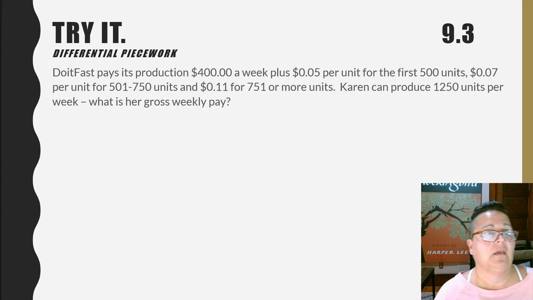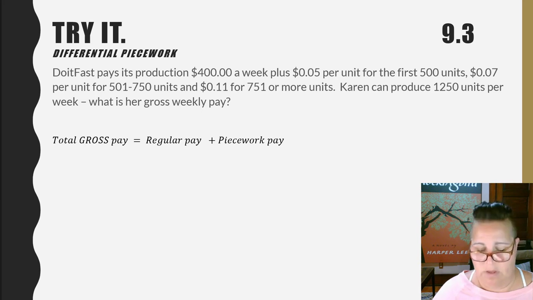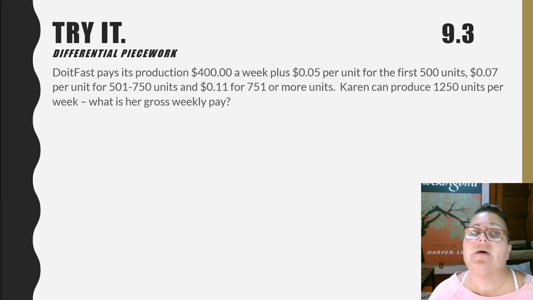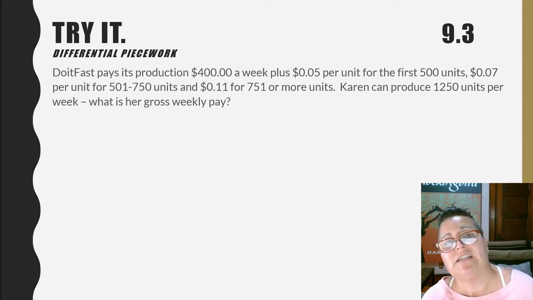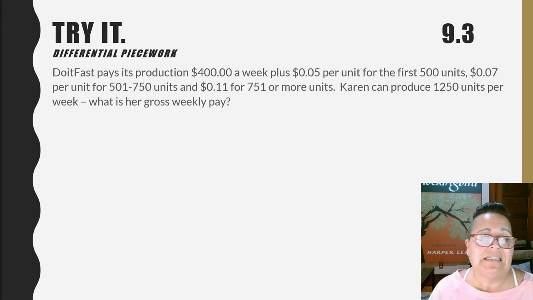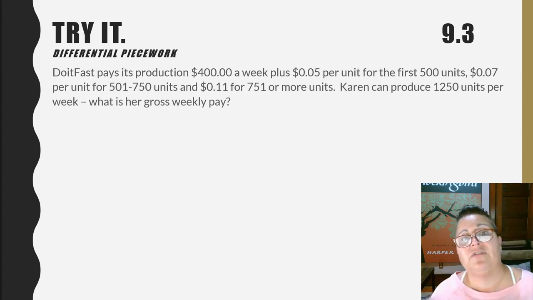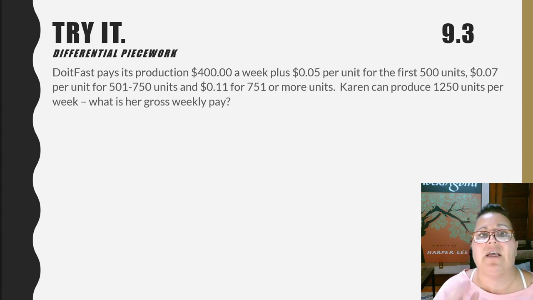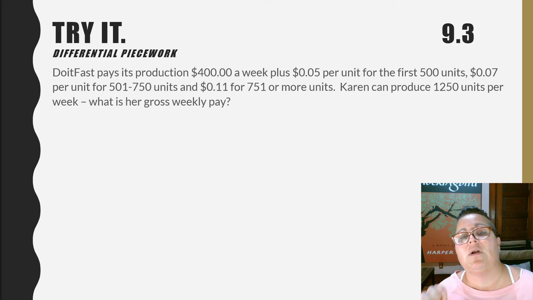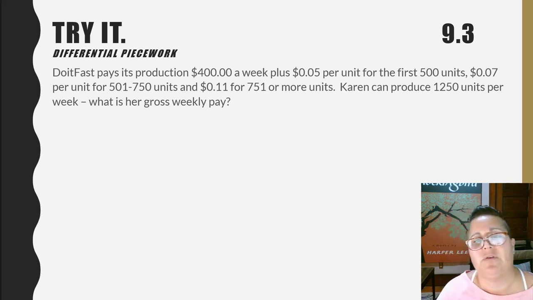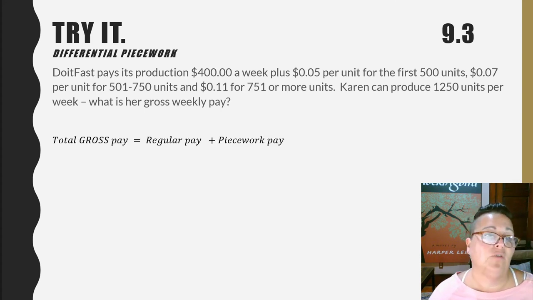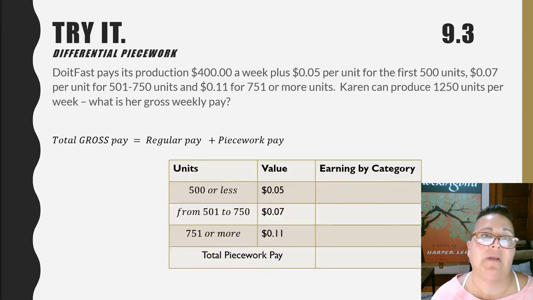All right. The second type of piecework is known as differential. Here we have an example of differential piecework. I've named the production company Do It Fast. Do It Fast pays its production $400 a week, plus 5 cents a unit for the first 500 units they produce, 7 cents for the 501st to 750 units, and 11 cents each for 751 or more units. Karen knows she can produce 1,250 units per week, so what's her gross pay? For her gross pay, we need her regular pay plus her piecework. In order to find her piecework pay, I'm going to use this table.